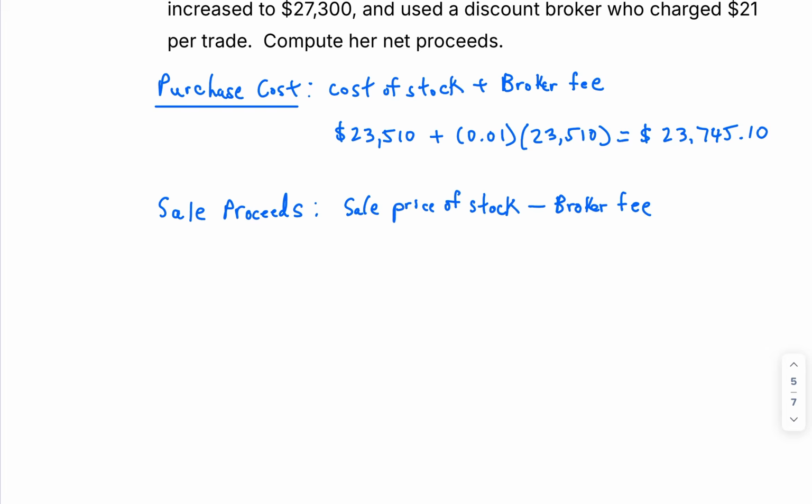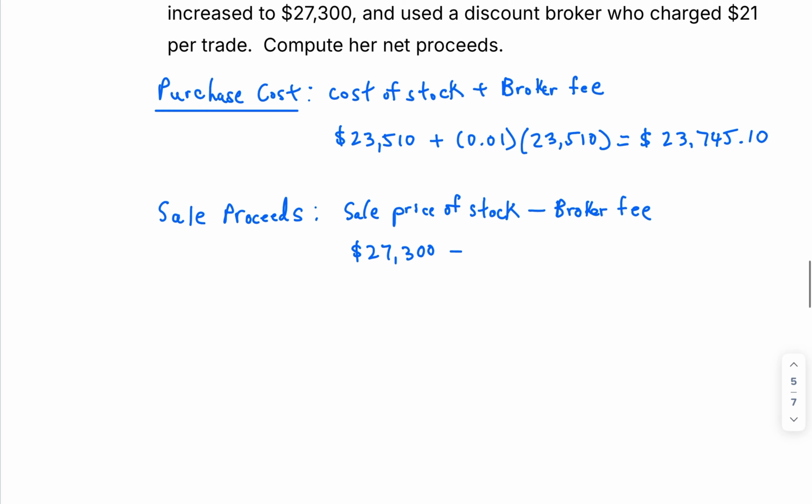All right, so the sale price of the stock, we are told, is $27,300. And then we're going to need to subtract the broker fee. Since she used a discount broker, it was a flat fee of $21. And so that works out to $27,279. Okay, so that's our sale proceeds.